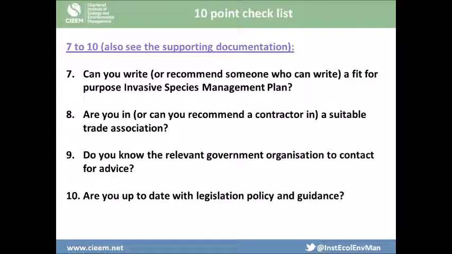Okay, so for a lot of those 10 checkpoints, most of you seem to be pretty confident. And that's great. About half of the 10 checkpoints seem to be hovering around the 60% mark. So there's probably certain areas where you can brush up your skills so you can carry out a better, safer, more responsible piece of work. So that's the end of the 10 point checklist.